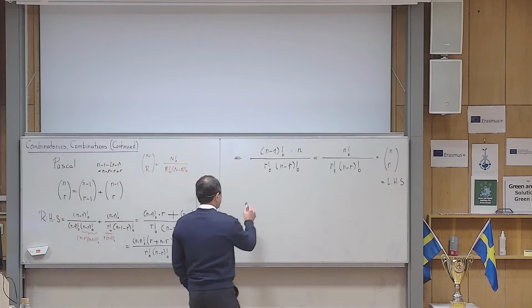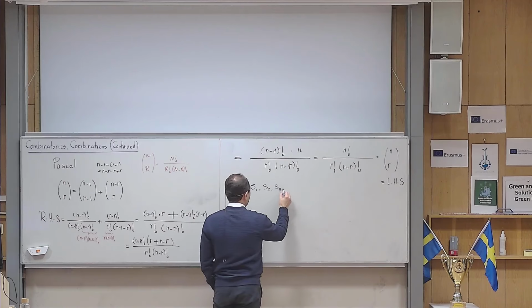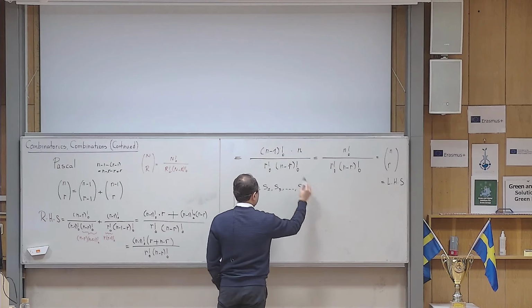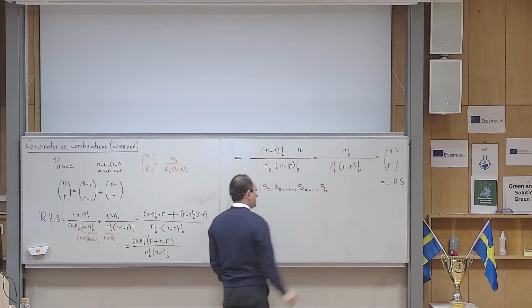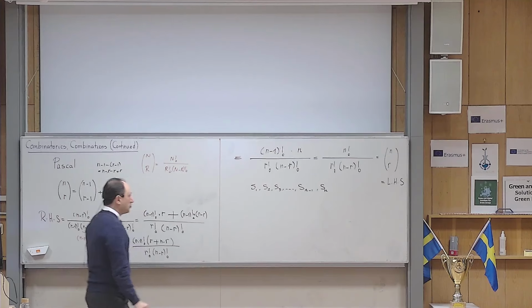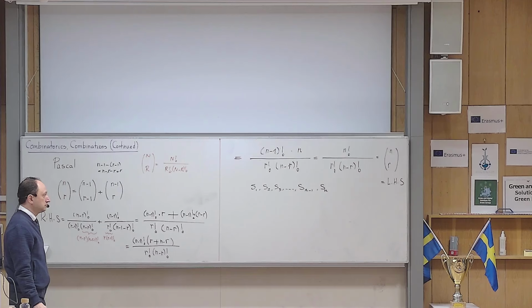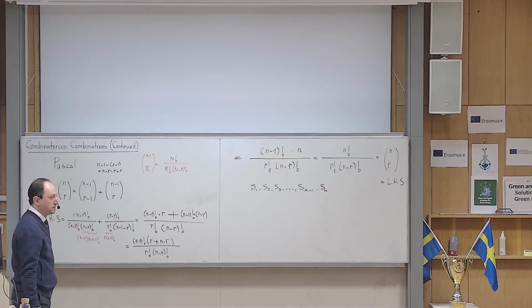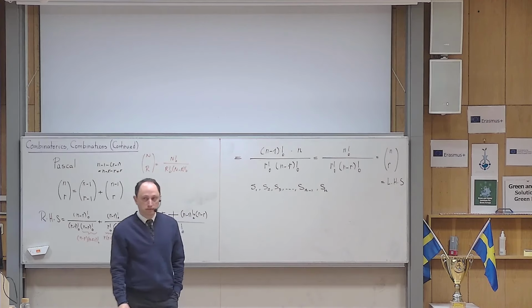Okay, so let me write. We have student 1, student 2, student 3, up to student n. Let me write student n minus 1, student Sn. These are the students I have. I want to see in how many ways I can choose r of them and take them with me, I don't know, to the cinema, for example. Okay? So in how many ways can I do that?